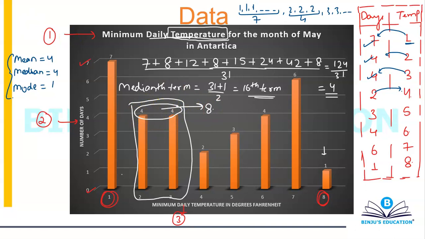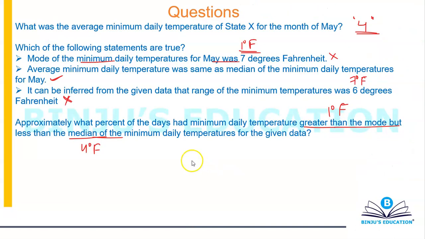So I just need to calculate the percentage. That's going to be 8 by 31 into 100%. So this will be somewhere around like 26%. I'm not calculating the exact value because in the exam you will have options. Or if in case it's a gradient question, then you'll have to do that. So what you can do is you can do 8 by 3 into 100%.